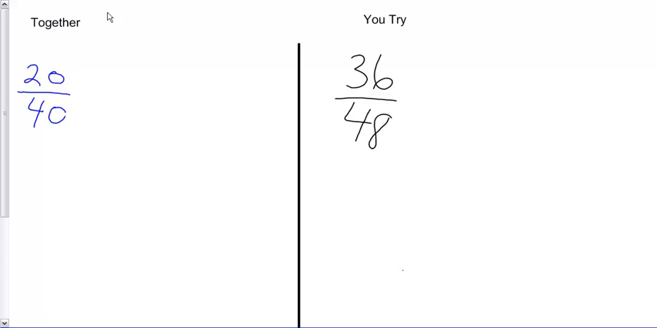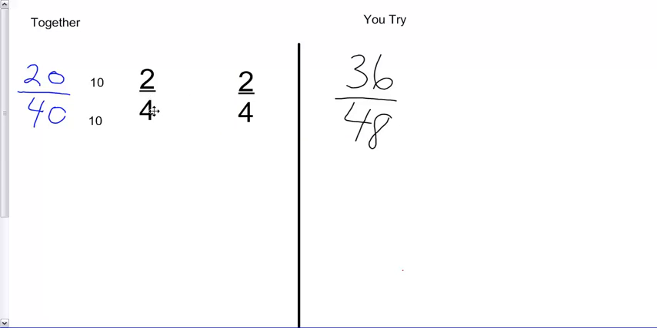One more. 20 over 40. So your first instinct here is just to go 2 because it's even. Or your first instinct may be, well, let's just do 10 because they both end in 0. And that sounds like a reasonable number to do. Okay? So 20 divided by 10 is 2. 40 divided by 10 is 4. Am I finished yet? No, I'm not. I still have further to go.